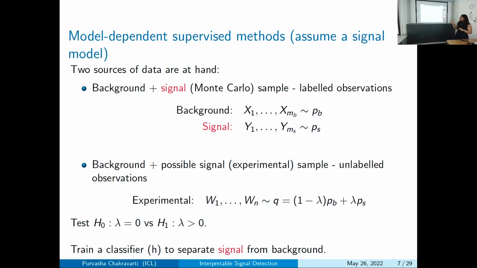And so what they traditionally do is they train a classifier to separate the signal from the background. So train a classifier to separate the X's from the Y's. And then you apply this classifier to the experimental data to test if there is any signal.